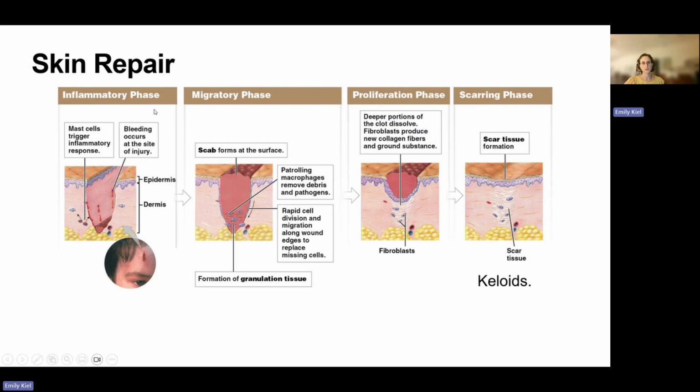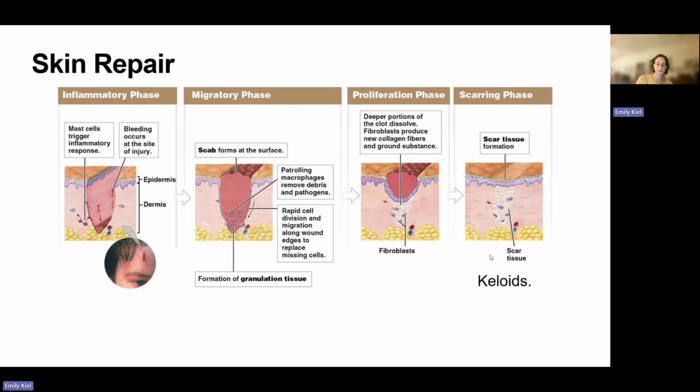So we've had the inflammatory phase, the migratory phase, and we're going to have the proliferation phase. So in the deeper portions, the clot's going to dissolve. Fibroblasts are going to make new collagen fibers and ground substance. And then finally, we have the scarring phase, where there is scar tissue formation.